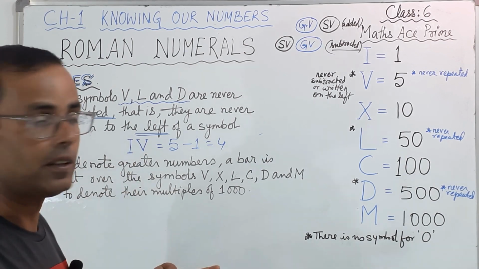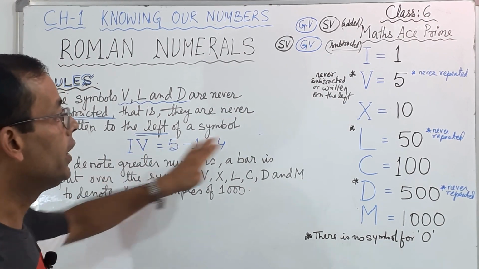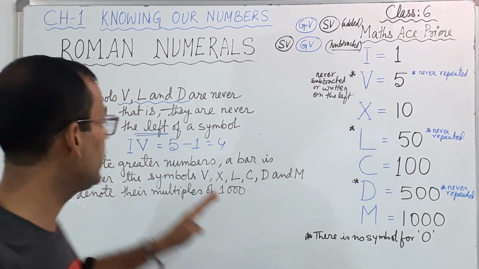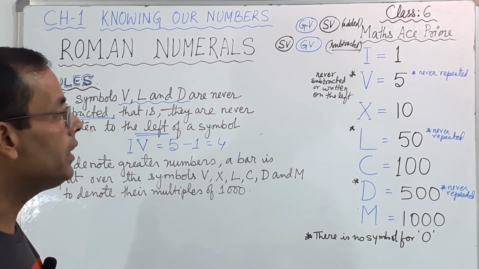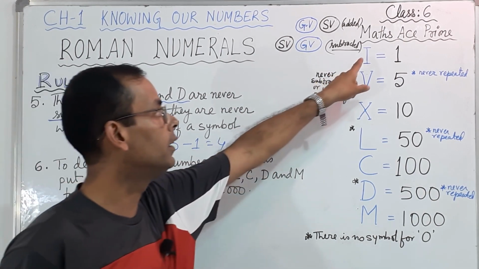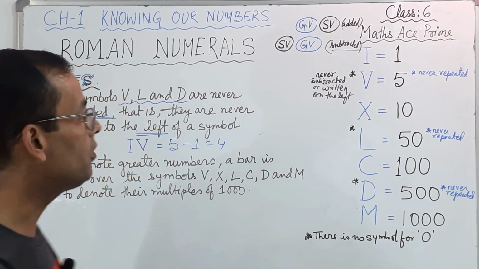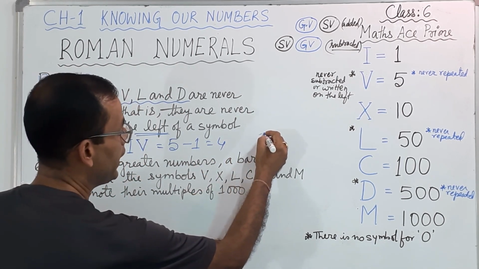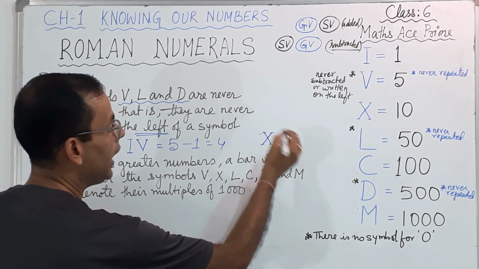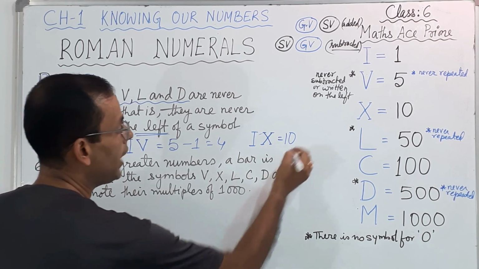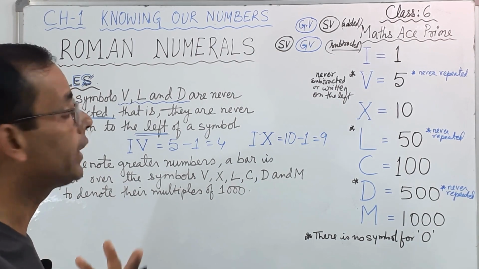V is a greater value, but V cannot be written on the left. L cannot be written, D cannot be written on the left side. Understanding? Other symbols can be written. You can put I on the left side of V also, and on the left side of X also. See another example. If I write X, and X means 10, and you put I here, I means 1, so subtract, and you are getting 9.